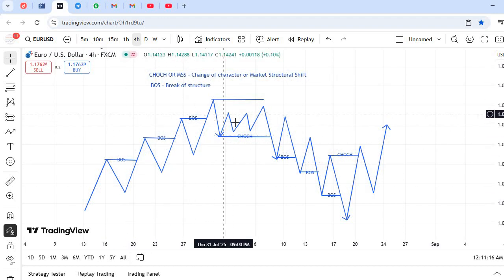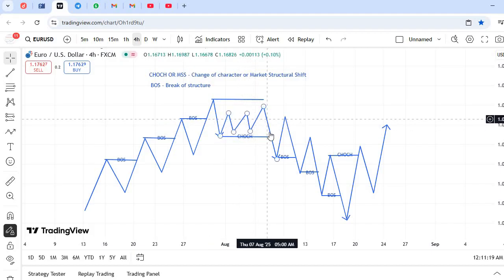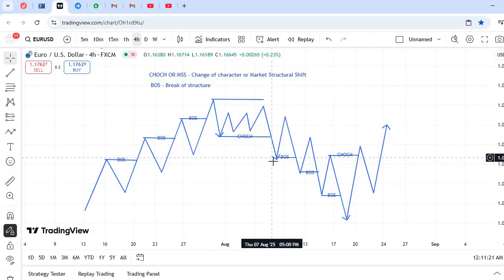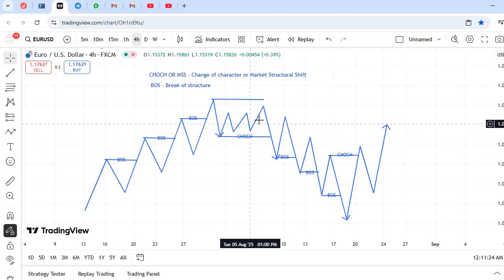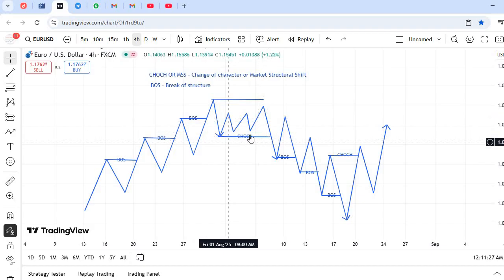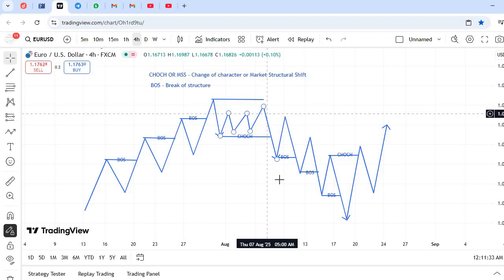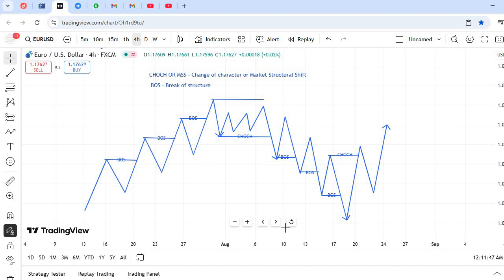You understand? But for a change of character, whenever we have a change of character, it means there's a change of trend. Can you see here now? There was a change of character here. So it means there's a change of the trend. The trend has now been changed from an uptrend to a downtrend. Can you see? So for a change of character, the trend will be changed. You understand? The trend is going to be changed.